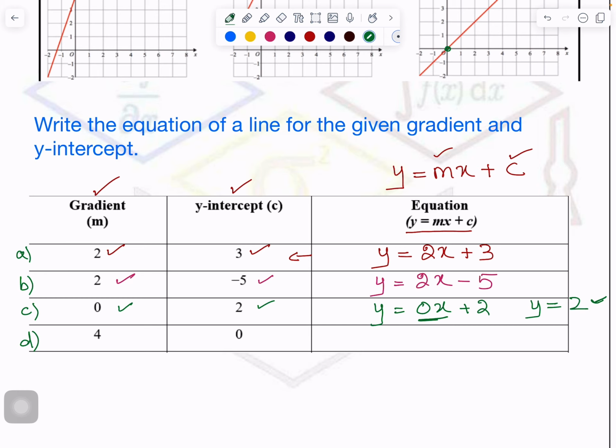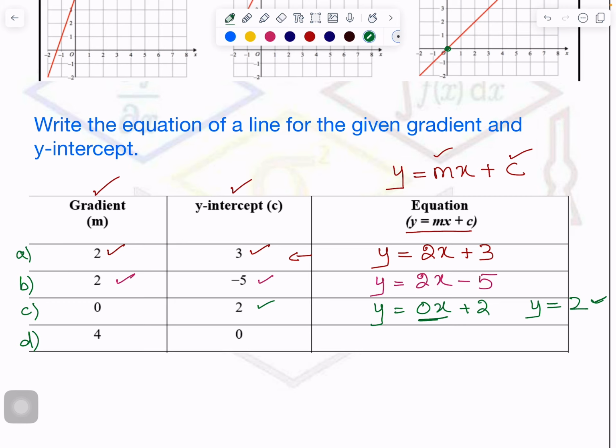So what did you notice here? One more thing. Oh my God. It means a horizontal line has gradient 0. Wow, another thing we have found out. Gradient. It's wonderful. So a horizontal line has gradient 0.